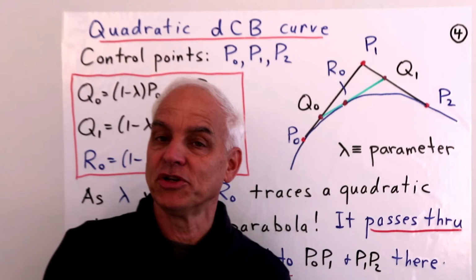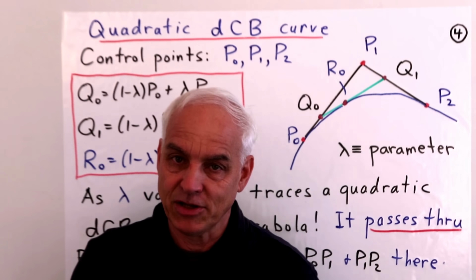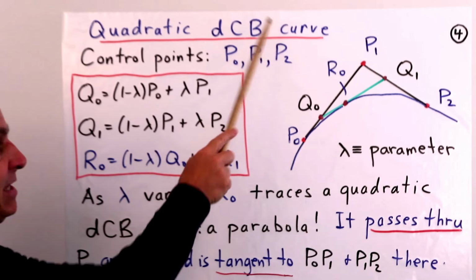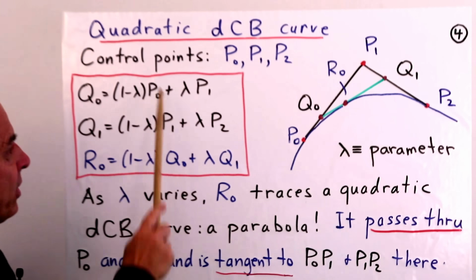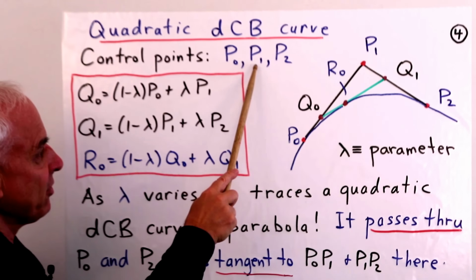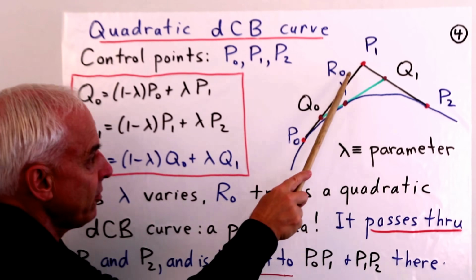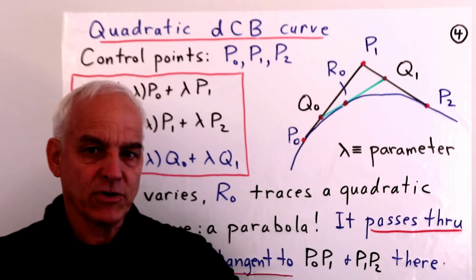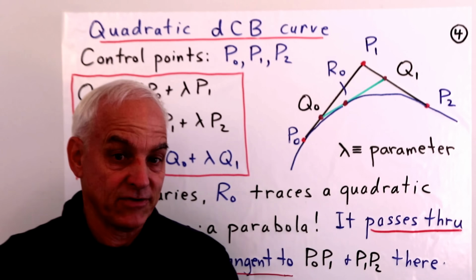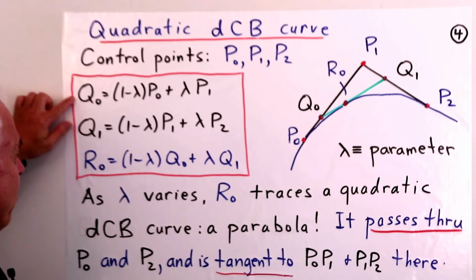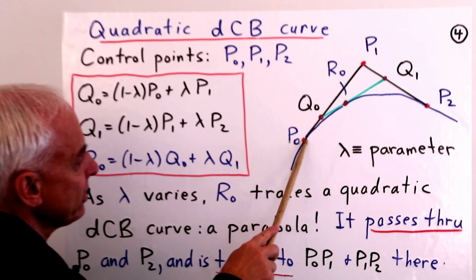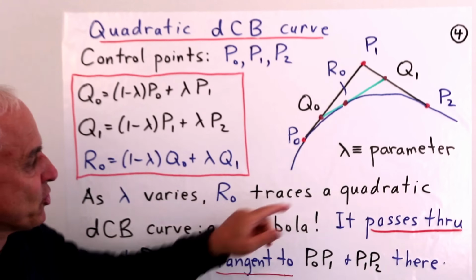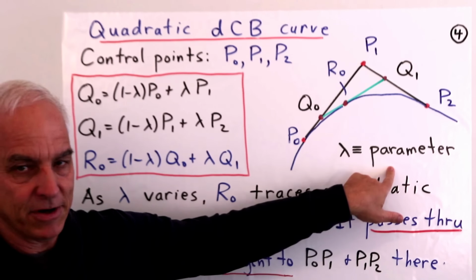Okay, so now we're in a position to describe the simplest de Casteljau Bezier curves, the quadratic ones. So the quadratic DCB curve. So it starts with control points P0, P1, and P2. And it's created by, first of all, creating some auxiliary sort of secondary points, Q0 and Q1. Q0 lies on this segment and Q1 lies on this segment. And both of them are described in terms of a parameter lambda.